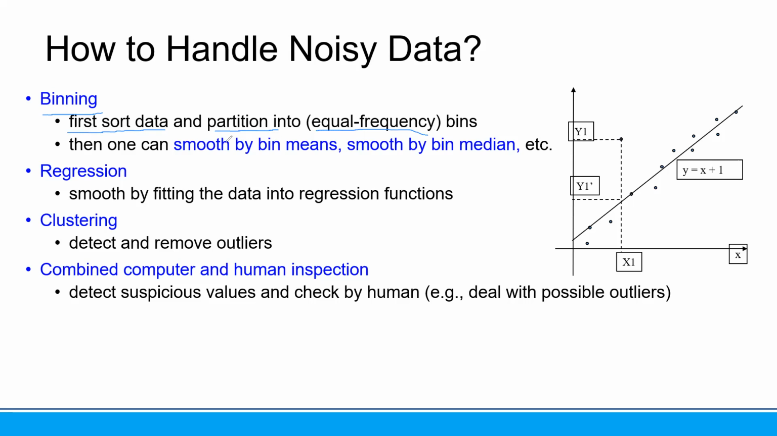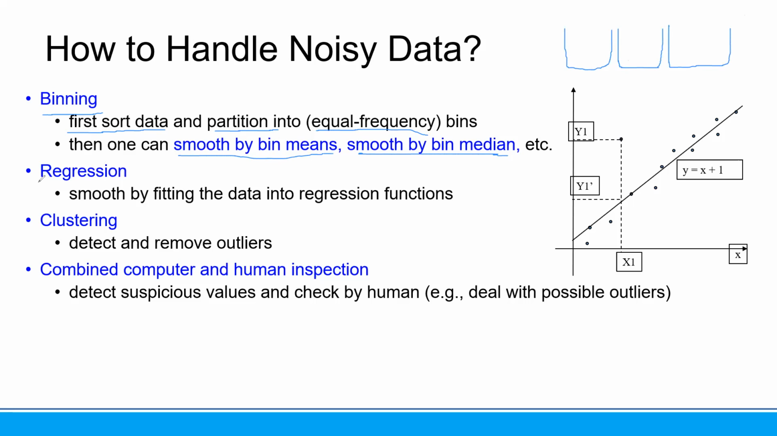Or we can smooth it. For example, we want to smooth by means, or smooth by bin median, etc. So we want to make bins. A bin is a kind of place like this one. So we want to make it as a bin, something like this.